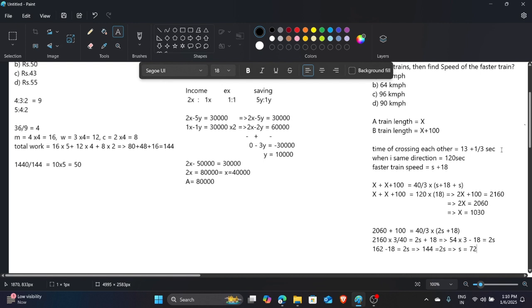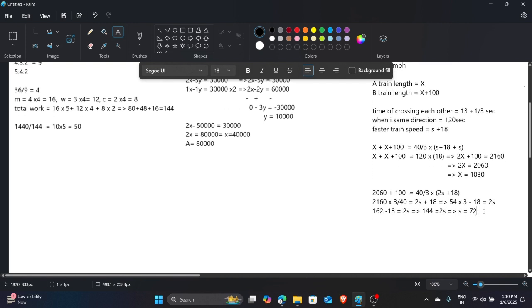You get the s value, and what they are asking in the question is to find the speed of the faster train. You get the value of s, then s plus 18, which I have already mentioned here, gives the faster train. So what is the speed of the faster train? The speed of the faster train is equal to 72 plus 18, which is 8 plus 2 is 10, carry 1.